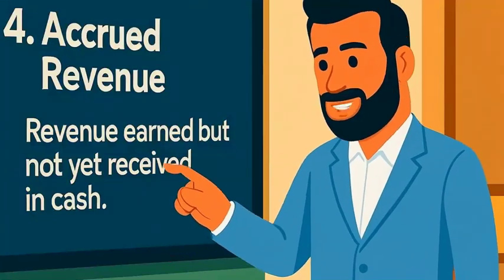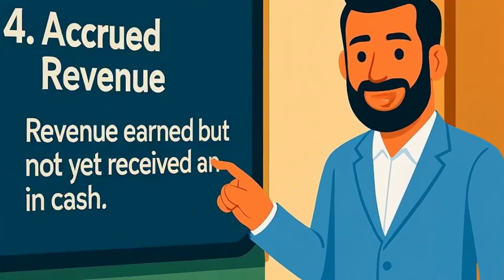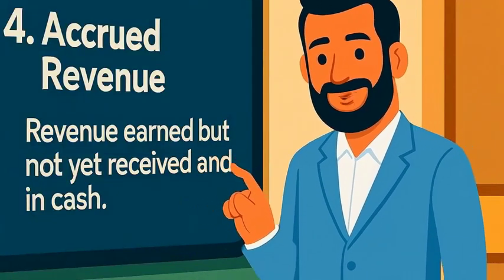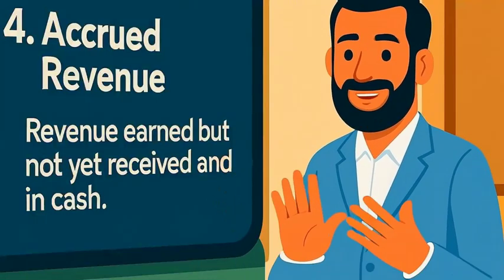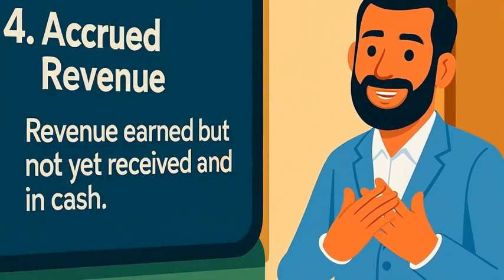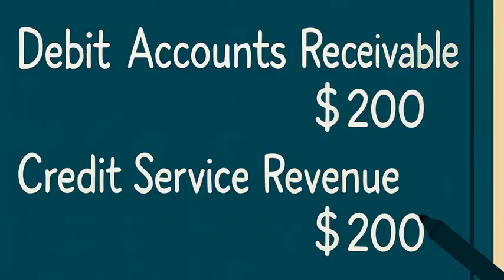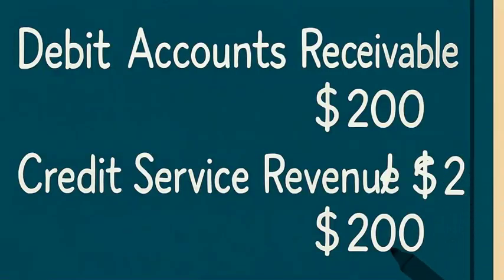Fourth, accrued revenue is revenue earned but not yet received in cash. Example: a tutor earns $200 but hasn't billed the student. Debit accounts receivable $200, credit service revenue $200.